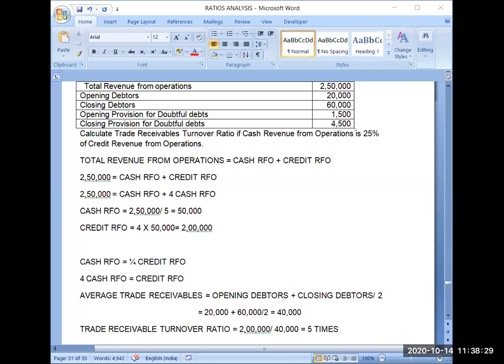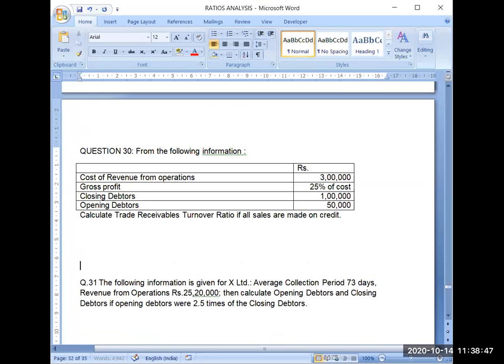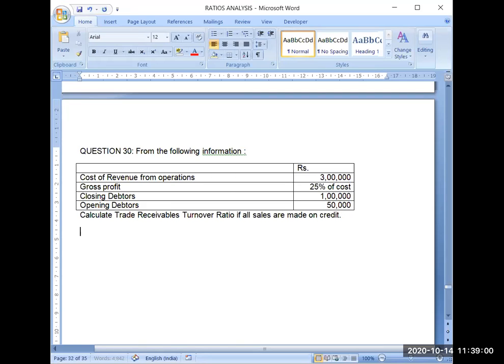Okay, so we were doing trade receivable turnover ratio. Now we will see the next question. From the following information, calculate trade receivable turnover ratio if all sales are made on credit. So even if this line is not mentioned and revenue from operation is given, we will assume the total revenue from operation as credit revenue from operation. So first thing, we have to calculate trade receivable turnover ratio.